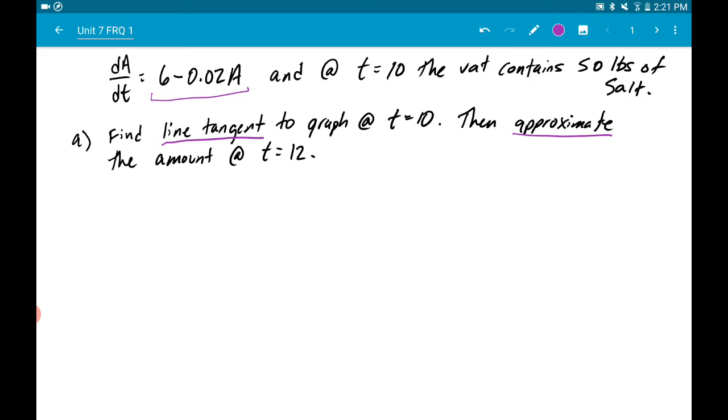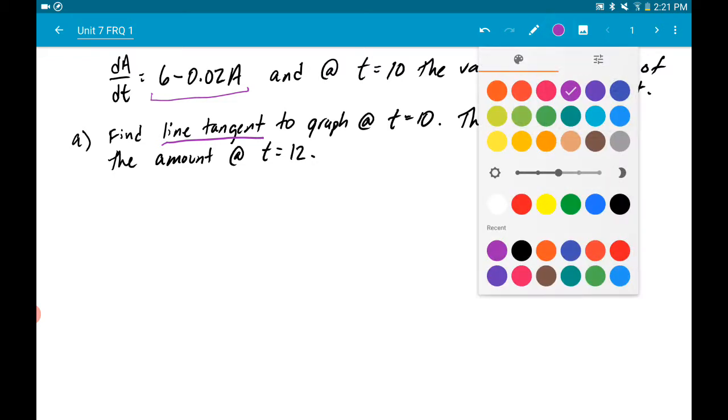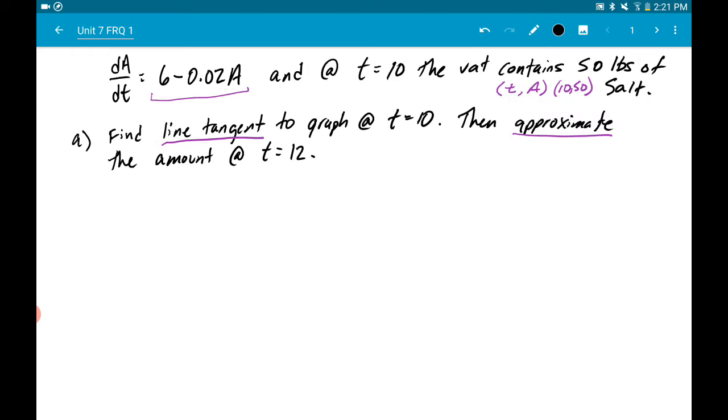And then it gives us a point: at t equals 10, the vat contains 50 pounds. I believe the independent variable is t, the dependent is the amount. So you have this point (10, 50). It says find the line tangent in part A. I underline it because that's the key phrase.